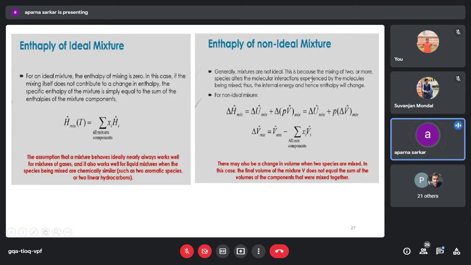Okay. If the system or mixture is not ideal, for a non-ideal mixture we have this formula: del H bar is equal to del U plus del PV. So there may also be a change in volume when two species are mixed. In this case, the final volume of the mixture V does not equal the summation of the volume of the components that were mixed together.